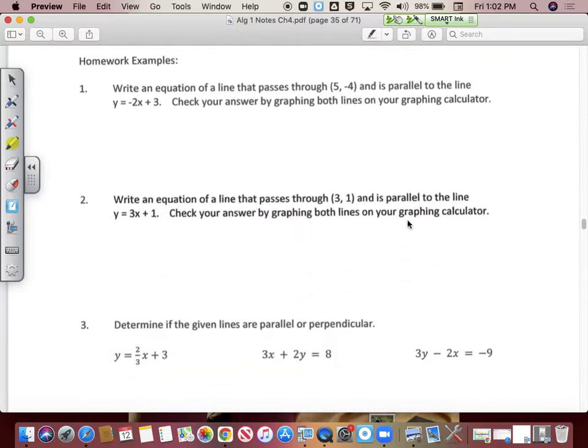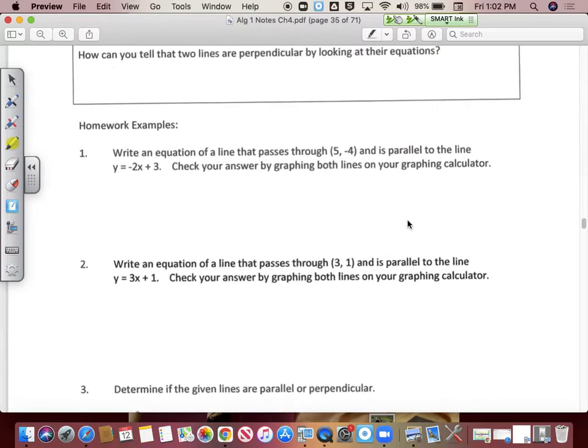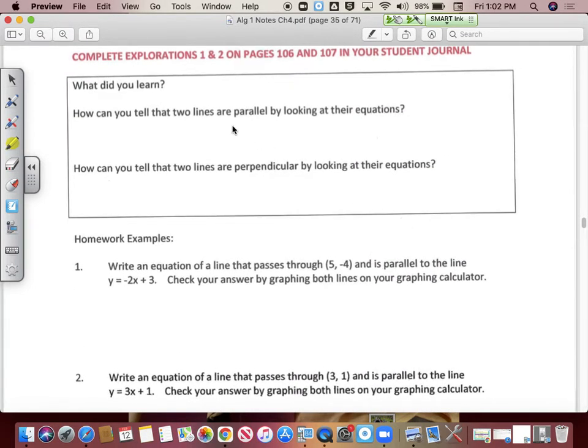So if we go to this page here, page 31, we already completed some parts of this page, but we did not yet complete this part here. How can you tell that two lines are perpendicular by looking at their equations? Please pause the video and write how you can tell two lines are perpendicular. Okay, hopefully you wrote down that two lines are perpendicular if they have opposite reciprocal slopes.